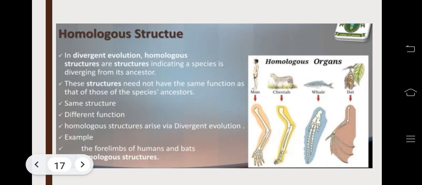Then homologous structures. In divergent evolution, homologous structures are structures indicating a species has diverged from its ancestor. The structures need not have the same function as those found in the species' ancestors. Same structure, different function. Homologous structures arise via divergent evolution. Example: the forelimbs of humans and bats are homologous structures. Man, cheetah, whale, bat.